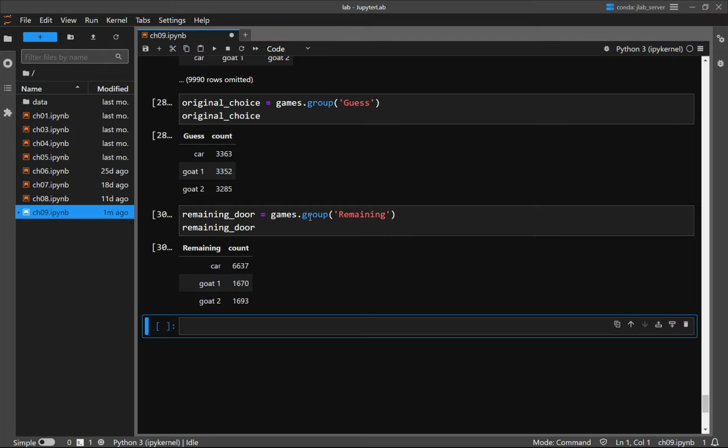And so we're simulating it and proving it to ourselves. And then let me bring them together. You got your cars, your goats. Let's join them together. Remember what a join does? It brings together rows when they have things in common.